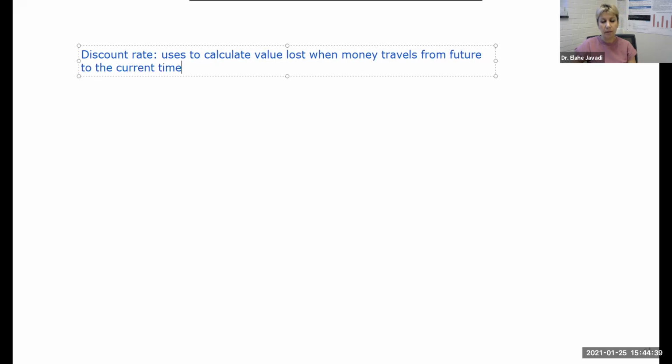How much less? That depends on what you can do with the money. So let's say you're really good with investment. You can get that money and grow it by 15%. So your discount rate is at least 15%. That percentage you put on money traveling from future to current time depends on what you can do with the money.